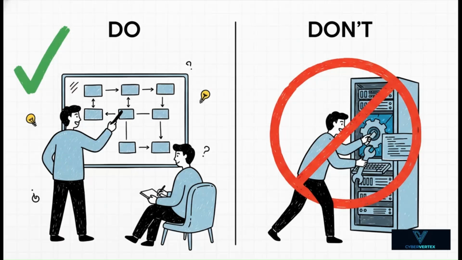Okay, a quick but super important point about professional boundaries. During remediation, your role is to be a trusted advisor. You give advice, you explain the why, you do not write code for them, you do not patch their systems, and you do not make config changes. You have to maintain your independence as an auditor.